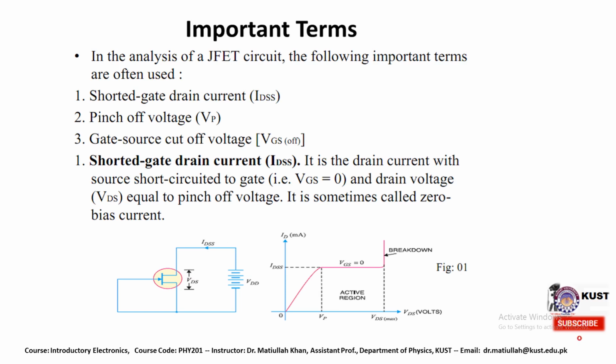First of all, we need to know the shorted gate drain current, which is called IDSS. It is the drain current with the source short circuited to the gate, that is VGS equal to 0, and the drain voltage in this particular case is equal to the pinch off voltage. This is the configuration for that, and this is the active region where it is operating. This is the pinch off voltage, and in this case the current is IDSS, as mentioned here. And in this case we have the breakdown when we further increase beyond this region.